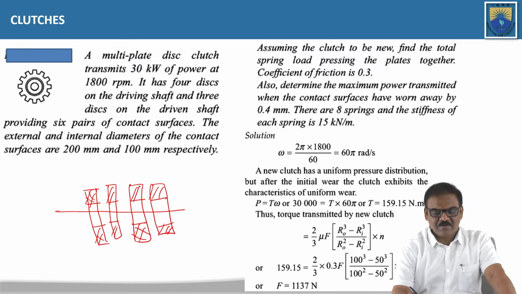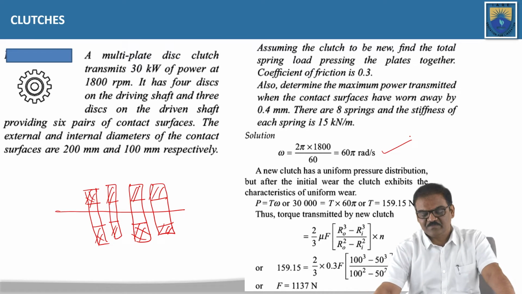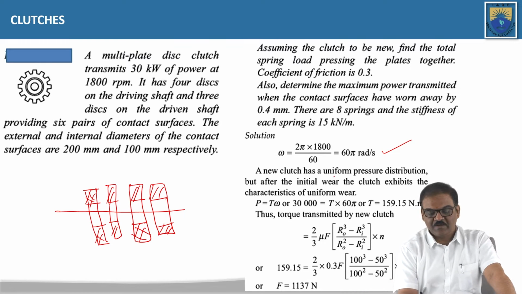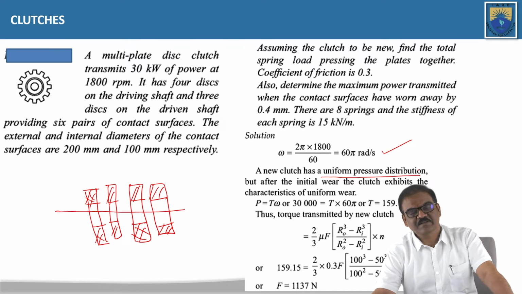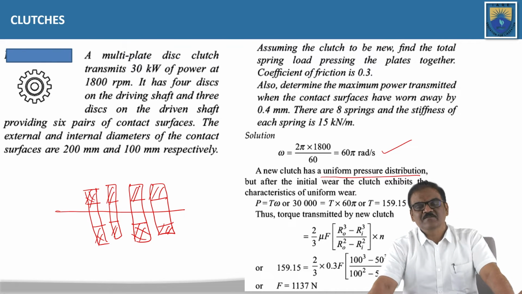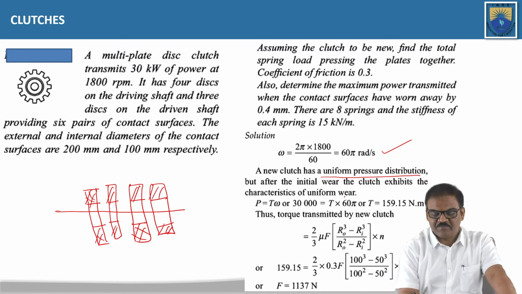So where the speed of the shaft has been given 60 radians per second, that is omega. A new clutch has to be uniform pressure distribution. Please make a note of it. New clutches will be under uniform pressure. After certain amount of period, they will be considered as the uniform wear. But after initial wear, the clutch exhibits a characteristic of uniform wear.